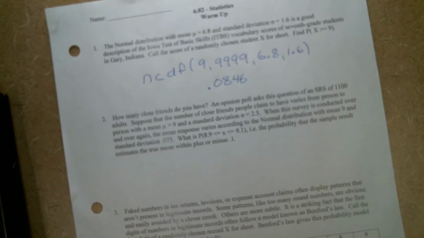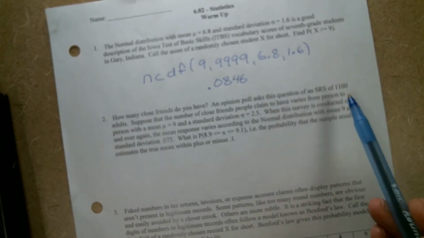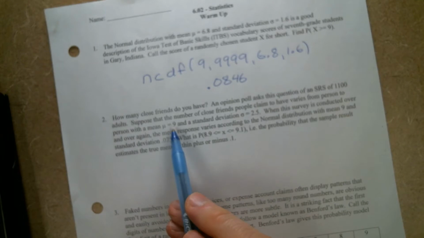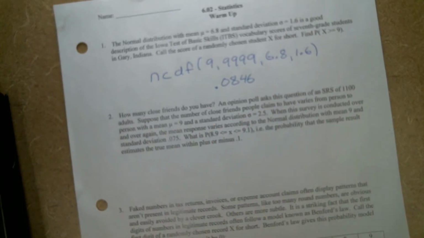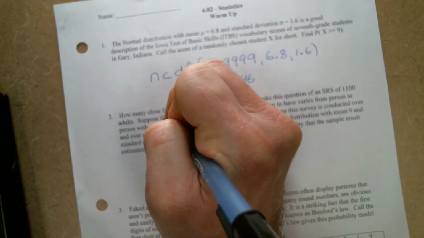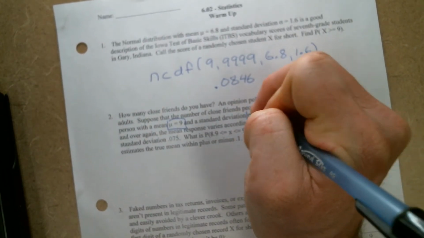How many close friends do you have? An opinion poll asked the question of 1,100 adults. Suppose that the number of close friends people claim to have varies from person to person with a mean of 9 and a standard deviation of 2.5. So those are going to be two things we want to highlight.